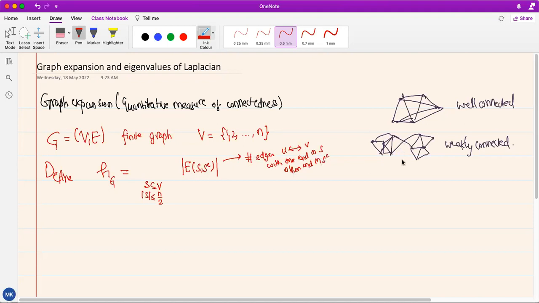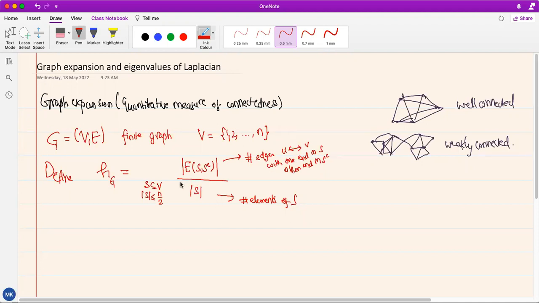So that is somehow how well S is connected to its complement. If it was disconnected and you take S to be one of the components, this number will be zero. Now you divide it by the size of S, the number of elements of S, the cardinality of S. This is a measure of how well S is connected to its outside.